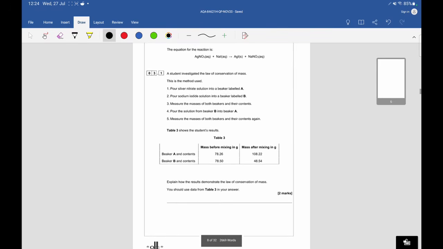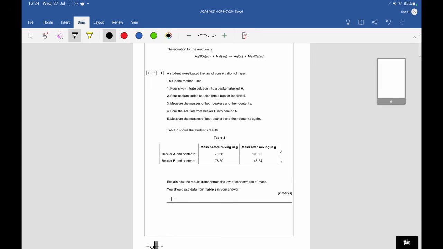Question number 3.1 says a student investigated conservation of mass. You had to explain how the results demonstrate the law of conservation of mass. Well, the law of conservation of mass is the idea that in reactions, mass is never lost or gained. So really, we'd be looking for the fact that beaker A contents and beaker B contents are the same. They haven't changed in total. So what we'd need to do here is work out how much they've increased by over the course of this reaction.